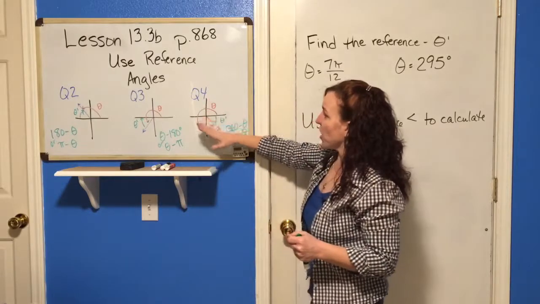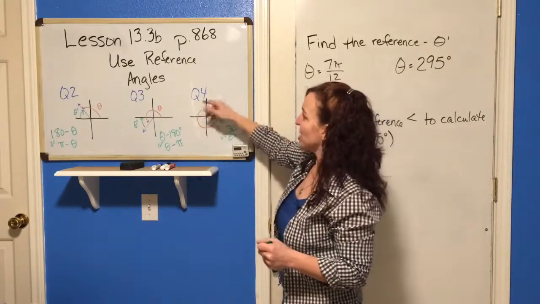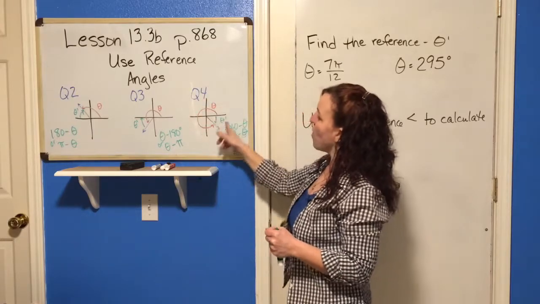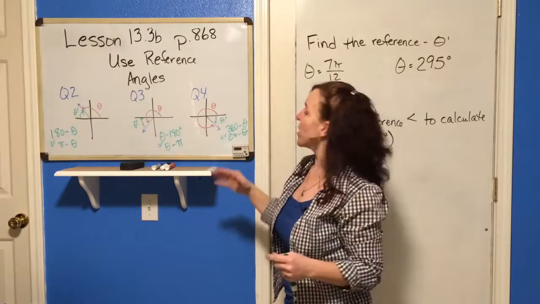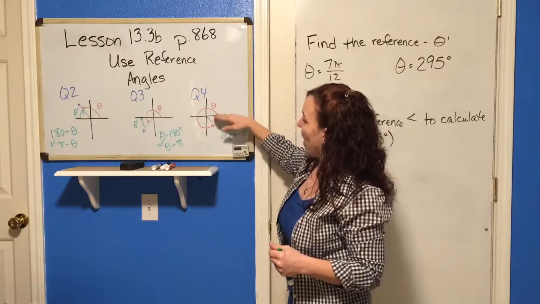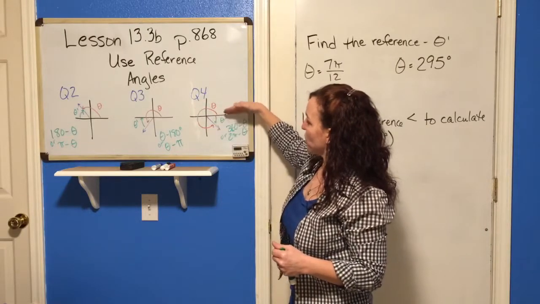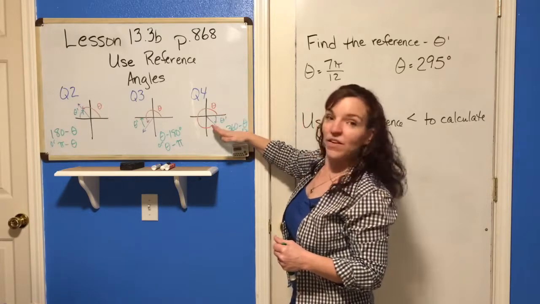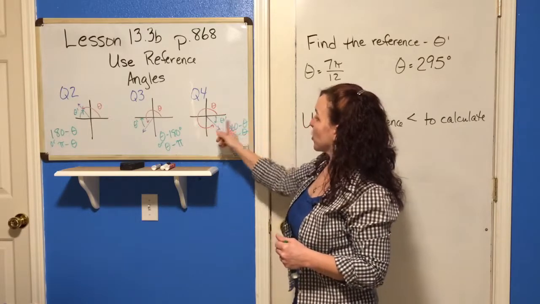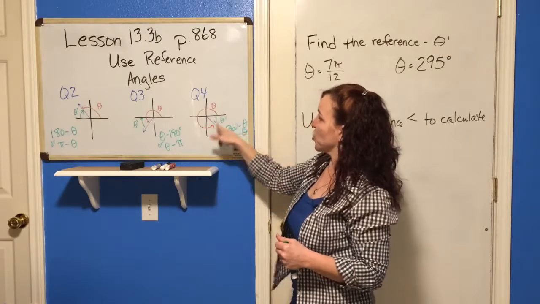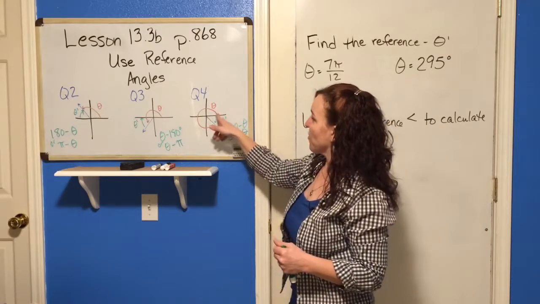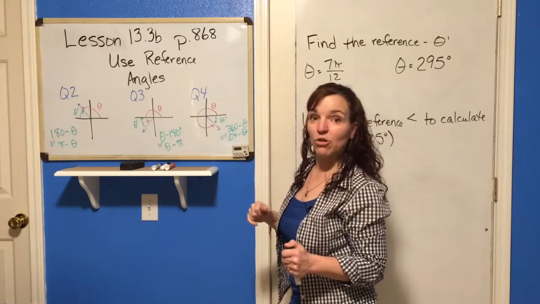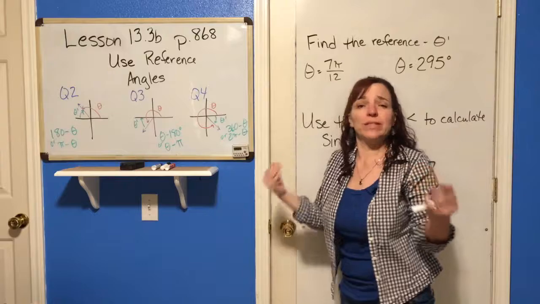If your terminal side is in quadrant 4, then that means your angle has opened up almost all the way around. And so the easiest way to find this theta prime, which is going to be between the x-axis down to this terminal side, you're going to take the whole circle, the 360 degrees, and subtract off theta, and what's left is that little bit that is your reference angle. And so theta prime is called a reference angle.